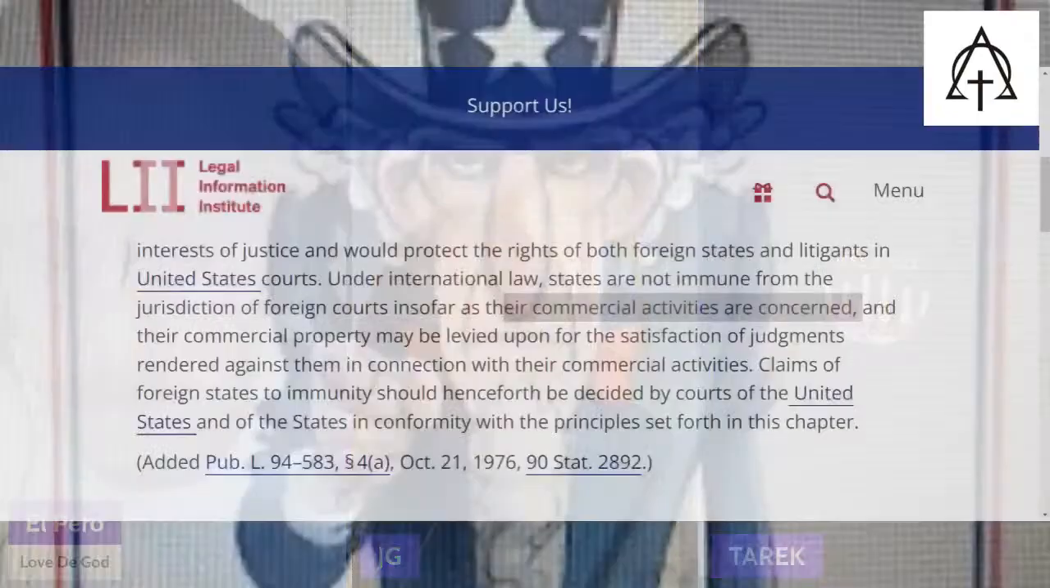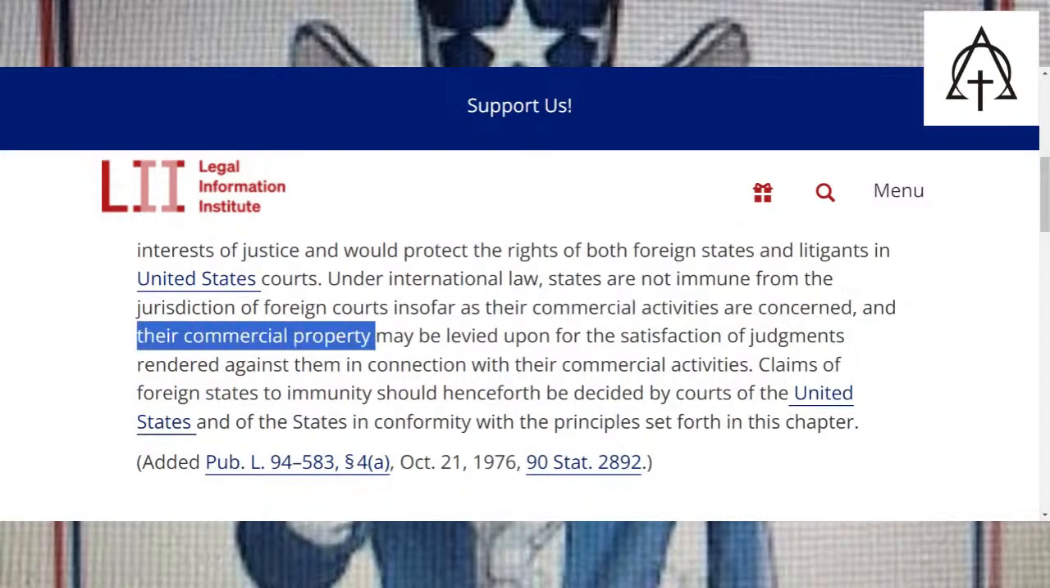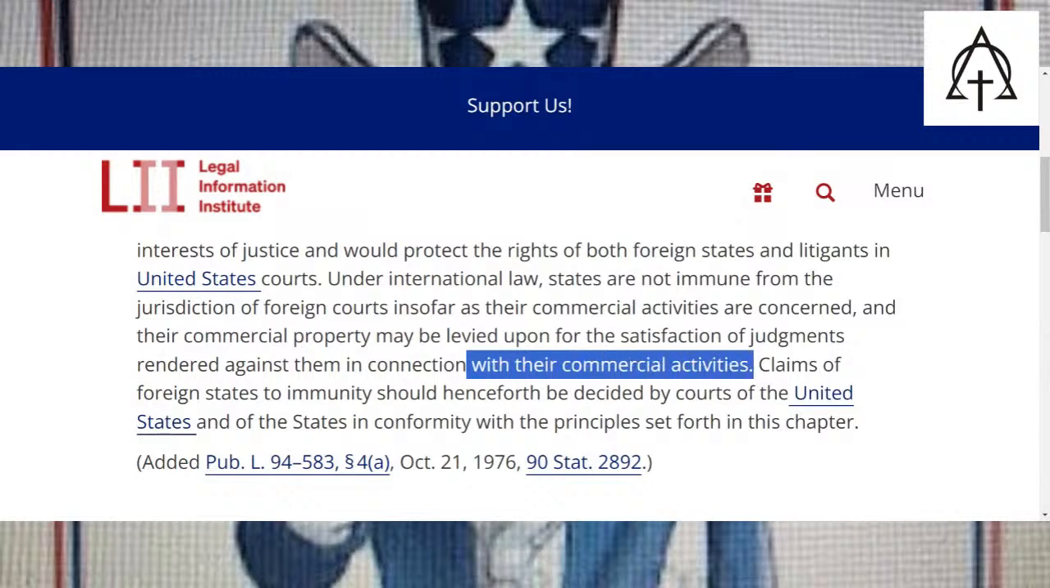So let's take a look at this again. Again, we're seeing that it's all about commercial activities, and their commercial property may be levied upon for the satisfaction of judgments rendered against them in connection with their commercial activities.